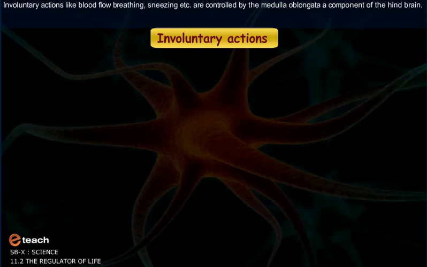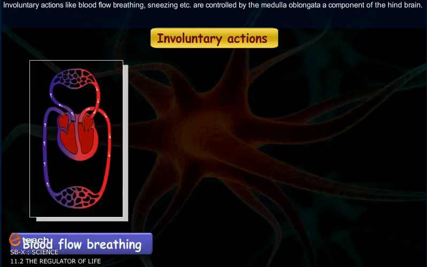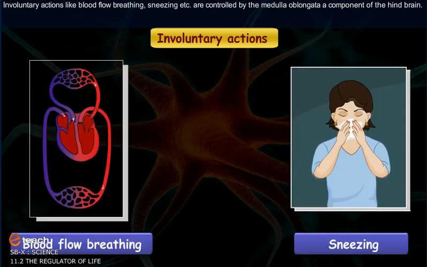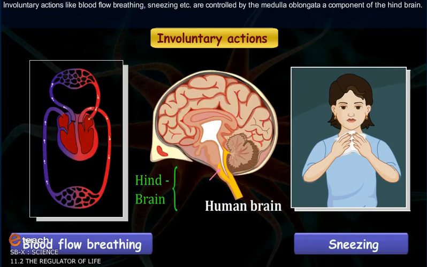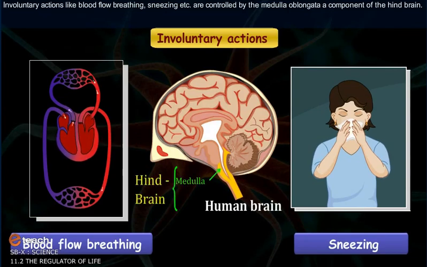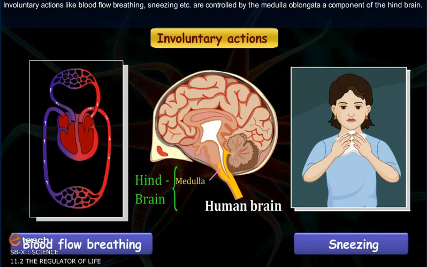Involuntary actions like blood flow, breathing, sneezing, etc. are controlled by the medulla oblongata, a component of the hindbrain.